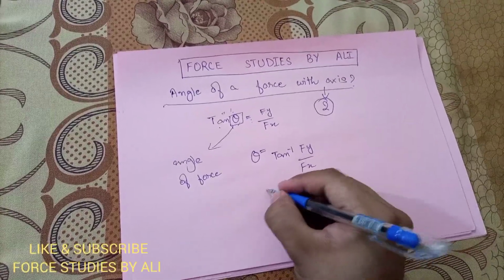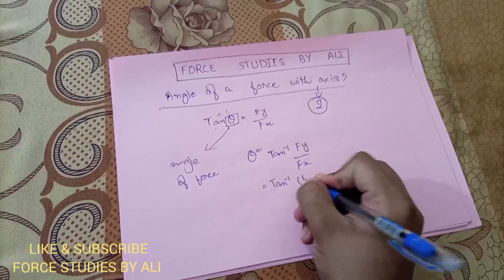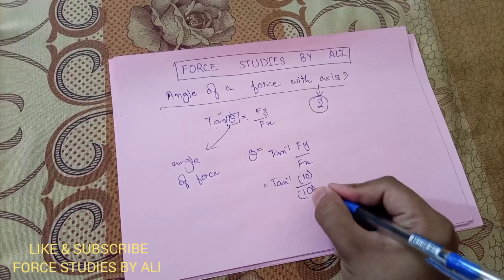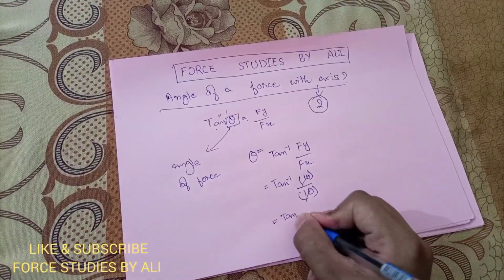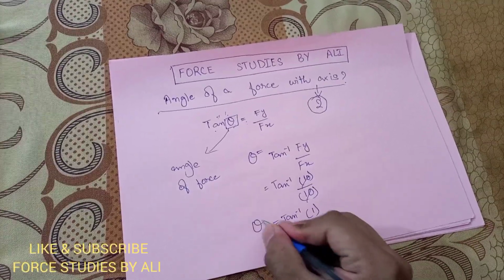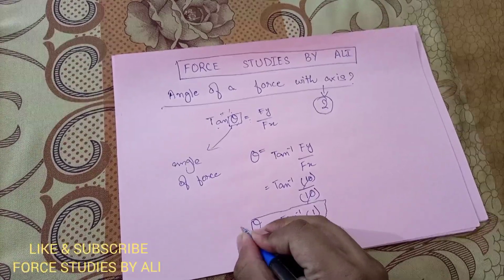Suppose that we have Fy equal to 10 and Fx is also 10. If we put in both the values of 10 and 10, they will cancel each other out, and we will have tan inverse of 1. With the help of a calculator we can easily calculate the tan inverse of 1, and that will be our required angle.